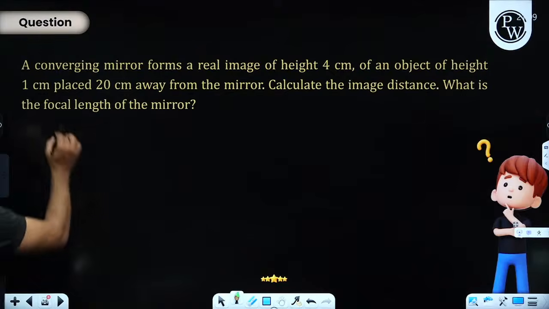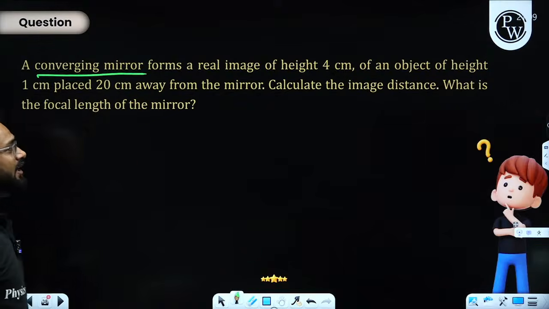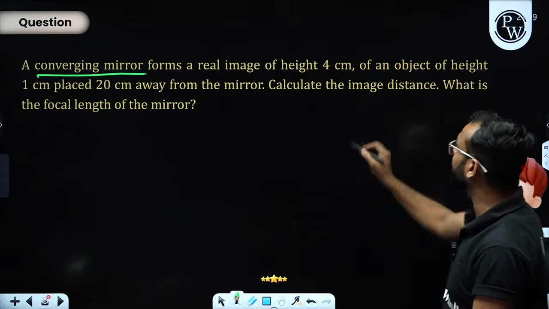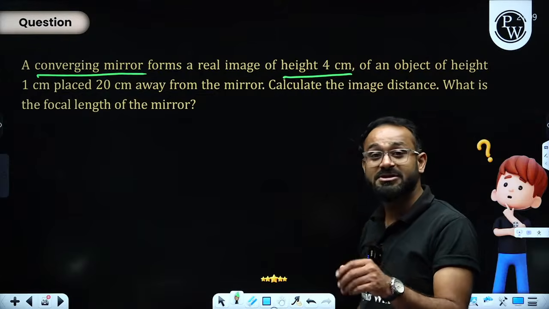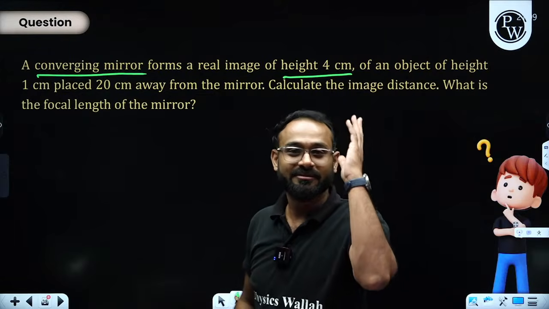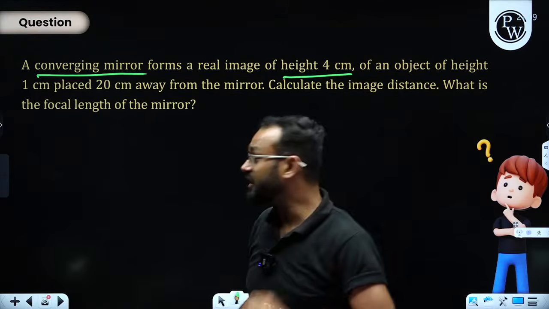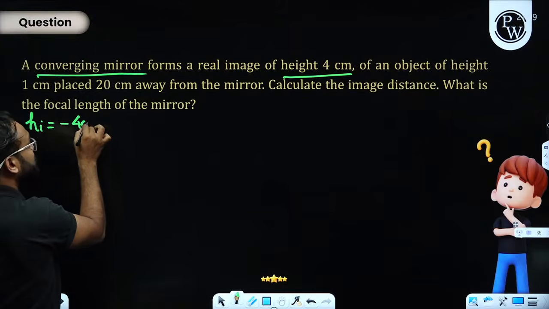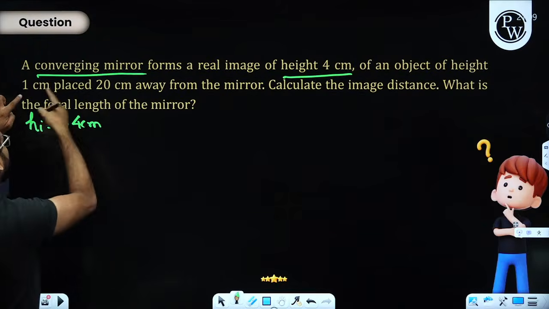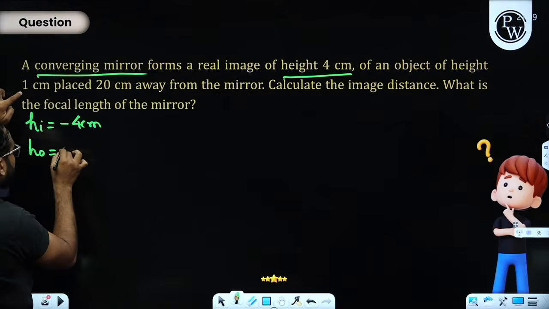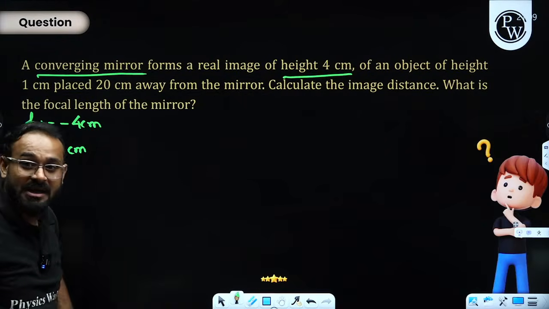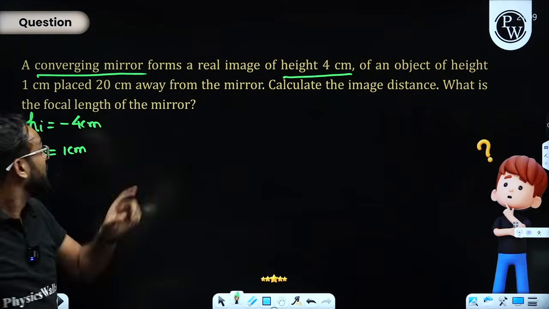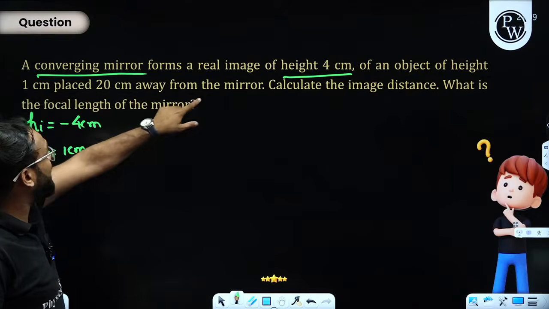Next question. A converging mirror forms a real image of height 4 centimeter. That means the image is already formed and the nature is real. So what am I going to write? The height of image is given as minus 4 centimeter, of an object of height 1 centimeter. That means the height of object is given as 1 centimeter. If you read the question, that is going to be quite okay. Placed 20 centimeter away from the mirror.